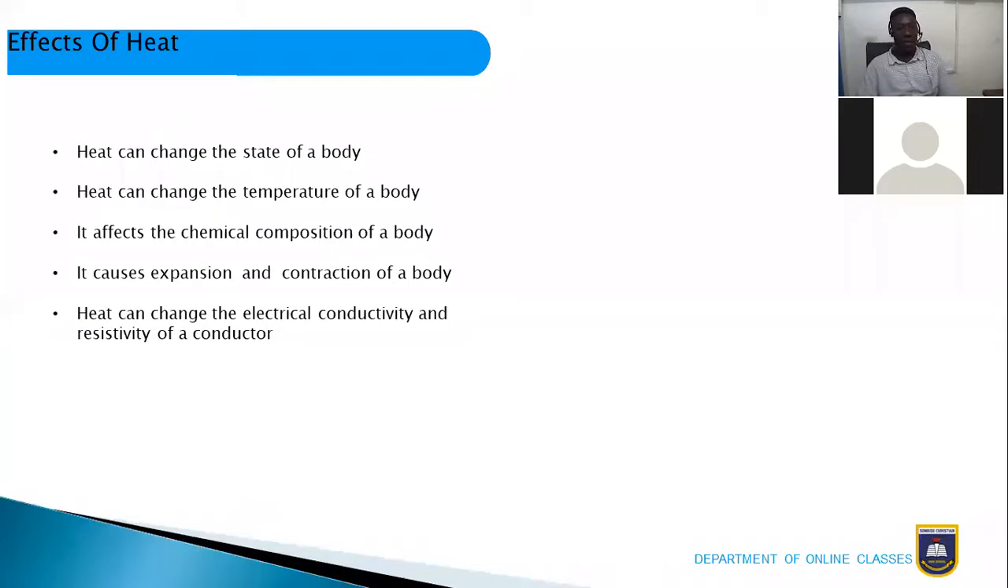Okay, and if you come to the fourth one, heat causes expansion and contraction of a body. If you take your roofing sheet, for example, you see that when the sun is very hot, your roofing sheet expands. But in the evening, thereabout, it contracts. Note this: when excessive heat is applied to a material, maybe metals, they expand. But when that metal is subjected to cooling, it contracts.